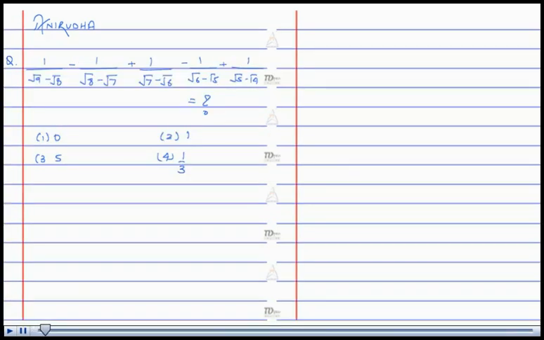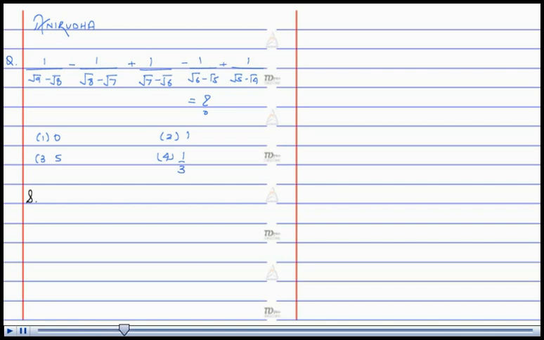Hello, I am Anirudh. The question is 1 upon root 9 minus root 8 minus 1 upon root 8 minus root 7 plus 1 upon root 7 minus root 6 minus 1 upon root 6 minus root 5 plus 1 upon root 5 minus root 4 is equal to. Let's see the solution.